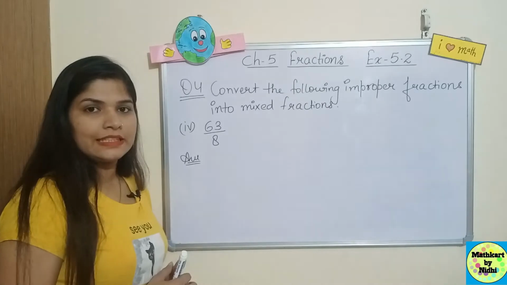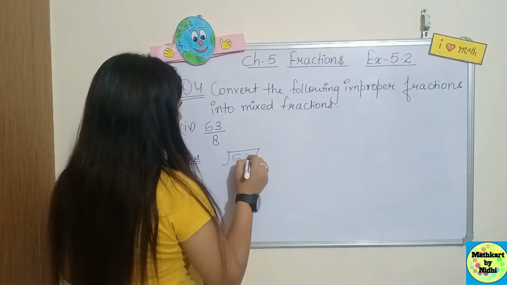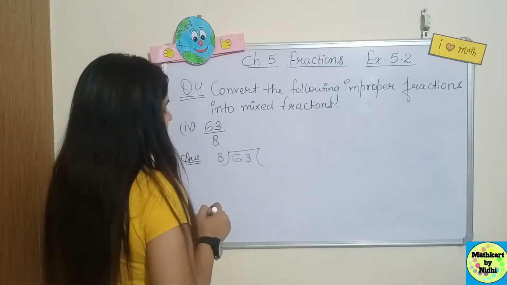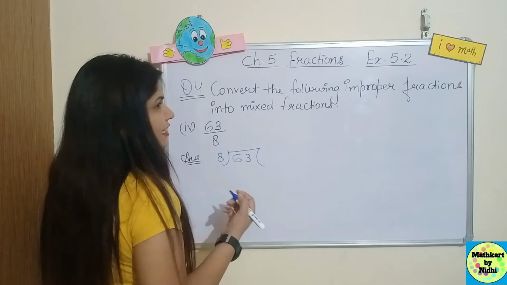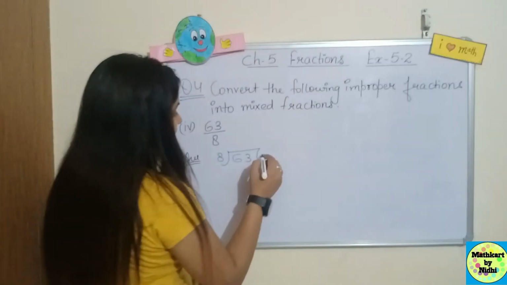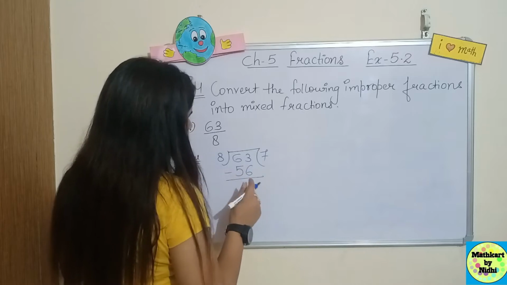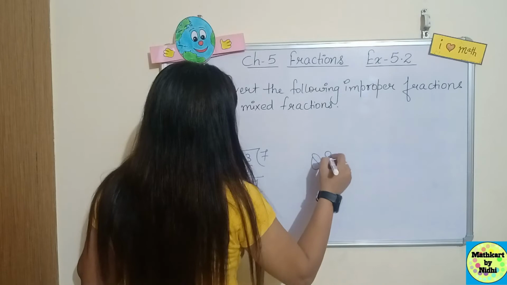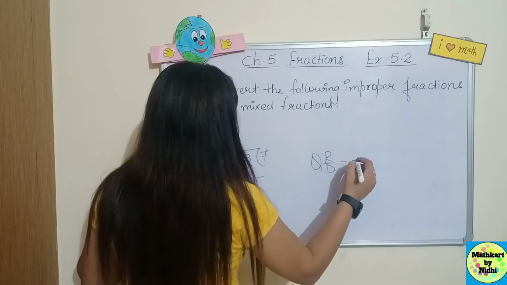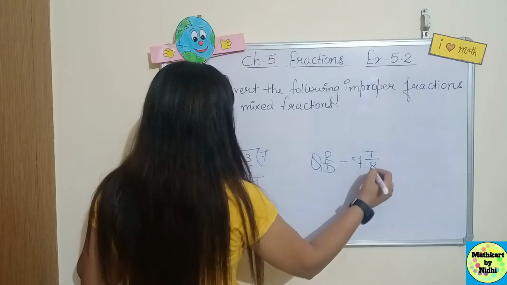Fourth part is 63 upon 8. Let us see. 8 1s are 8, 8 2s are 16, 8 3s are 24, 8 4s are 32, 8 5s are 40, 8 6s are 48, 8 7s are 56, 8 8s are 64. So 8 7s are 56 will come, and here the remainder will be 7. So in QRD form, quotient is 7, remainder is 7 and the divisor is 8.